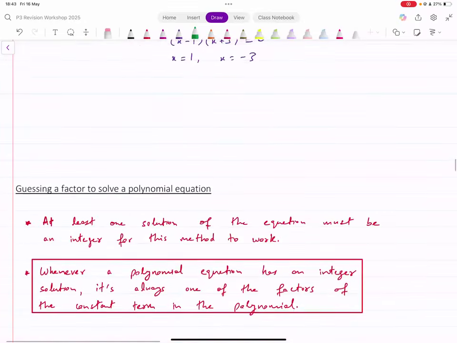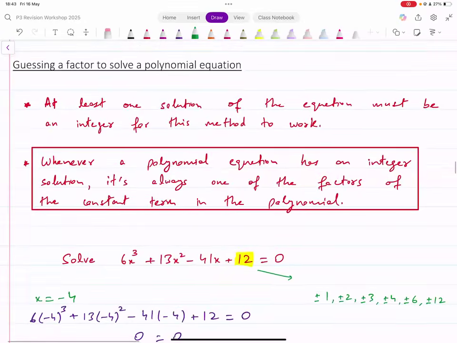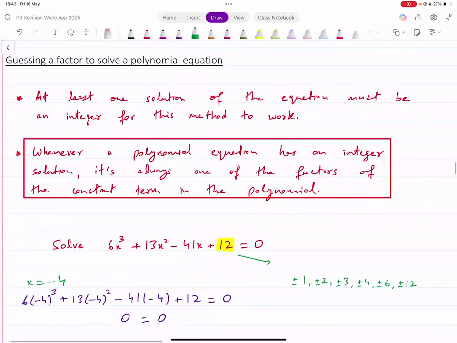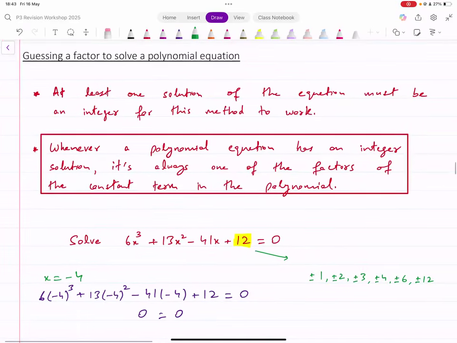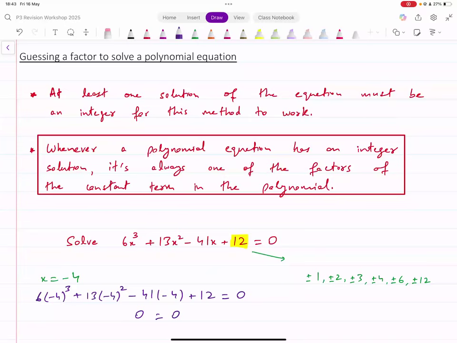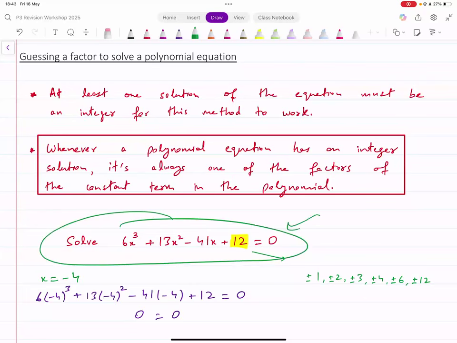Now, sometimes what happens is you are not given any factor, right? It's rare, but you will find this in a few questions in past papers in which they do not give you even one factor. For example, they might ask you to solve this equation: 6x cubed plus 13x squared minus 41x plus 12 equal to 0. Now, how do we solve this equation?